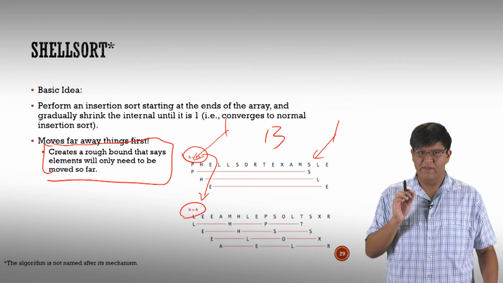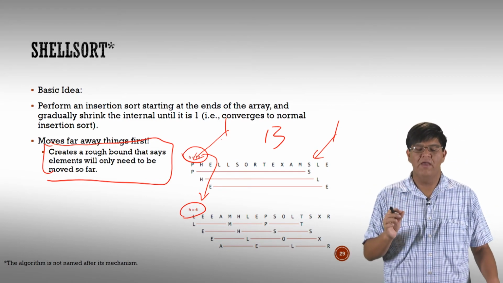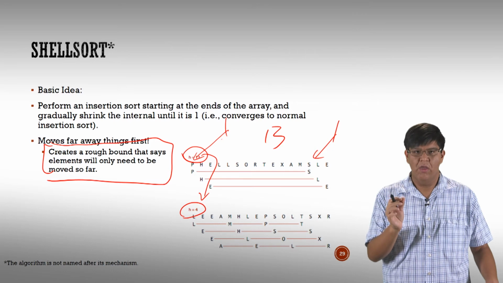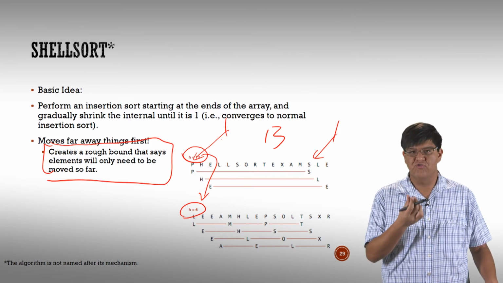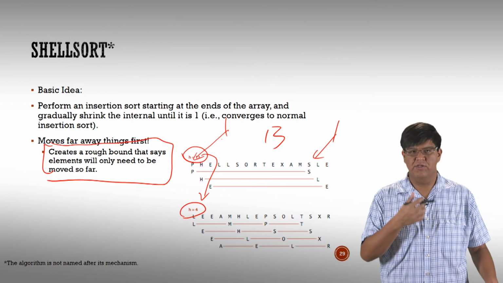All right, so that's our basic idea for shell sort. I know it's a little bit tricky, but just think to yourself: it's insertion sort, where instead of comparing neighbors, you compare things that are far away. And then you eventually shrink that gap until you get just to insertion sort.